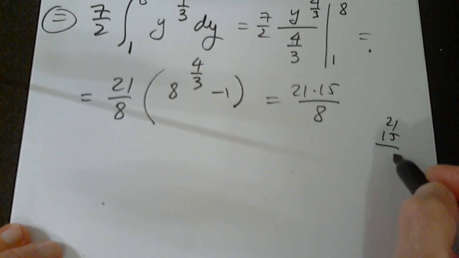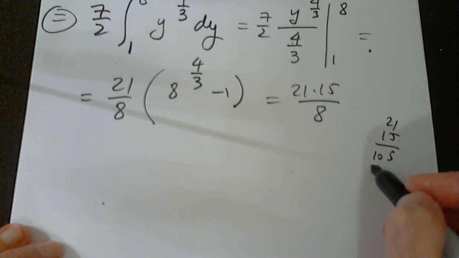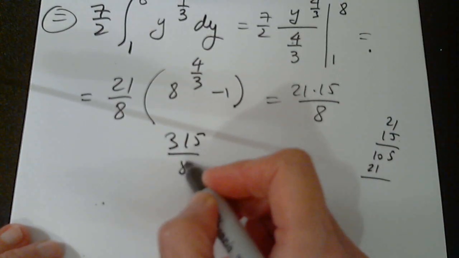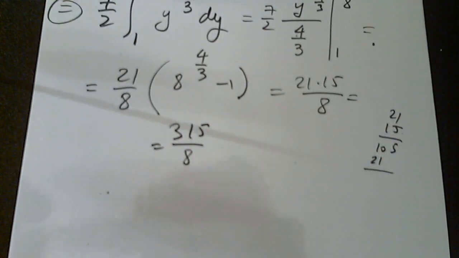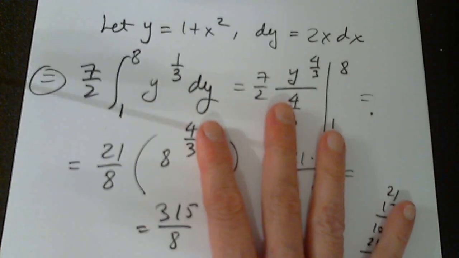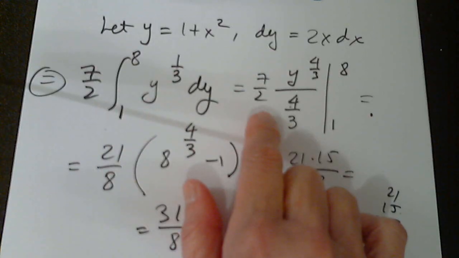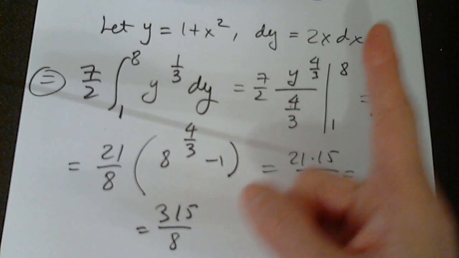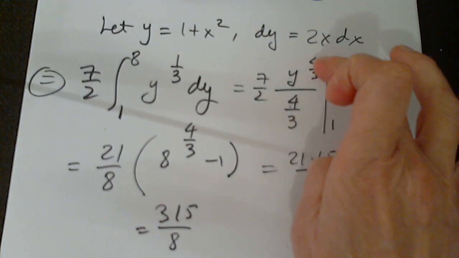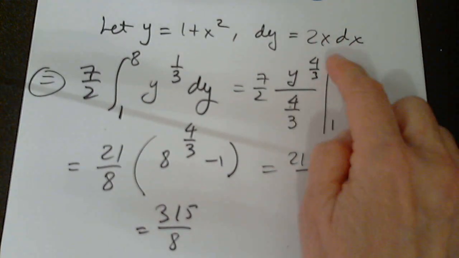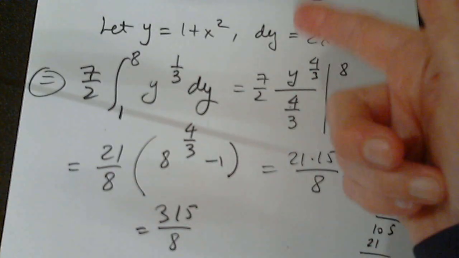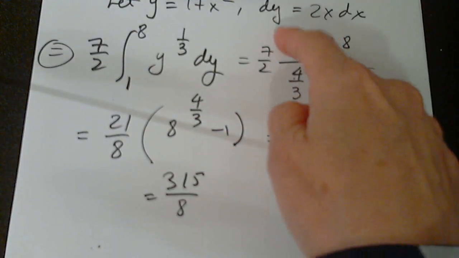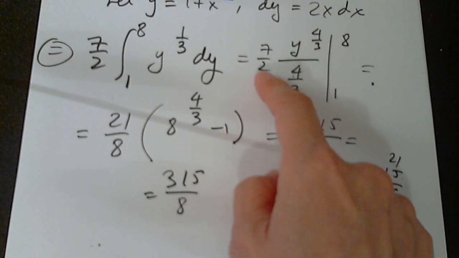So 315, 315 over 8. So again, I copied 7 halves. I have to increase the power by 1. 1/3 plus 1 is 4/3, and I have to divide by the exact same result from 1 to 8. I had to flip 3 over 4. So 21 over 8, because 3 times 7, 2 times 4.